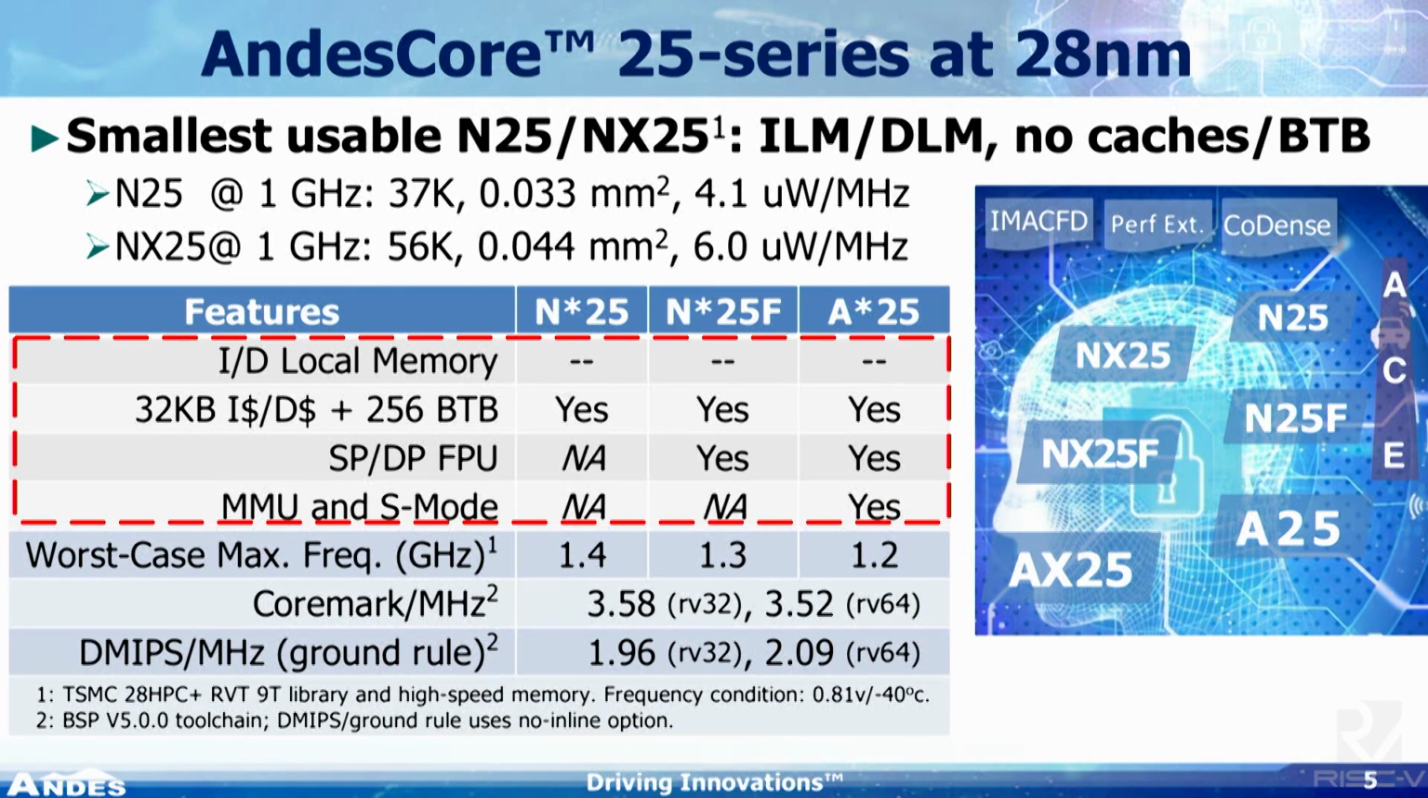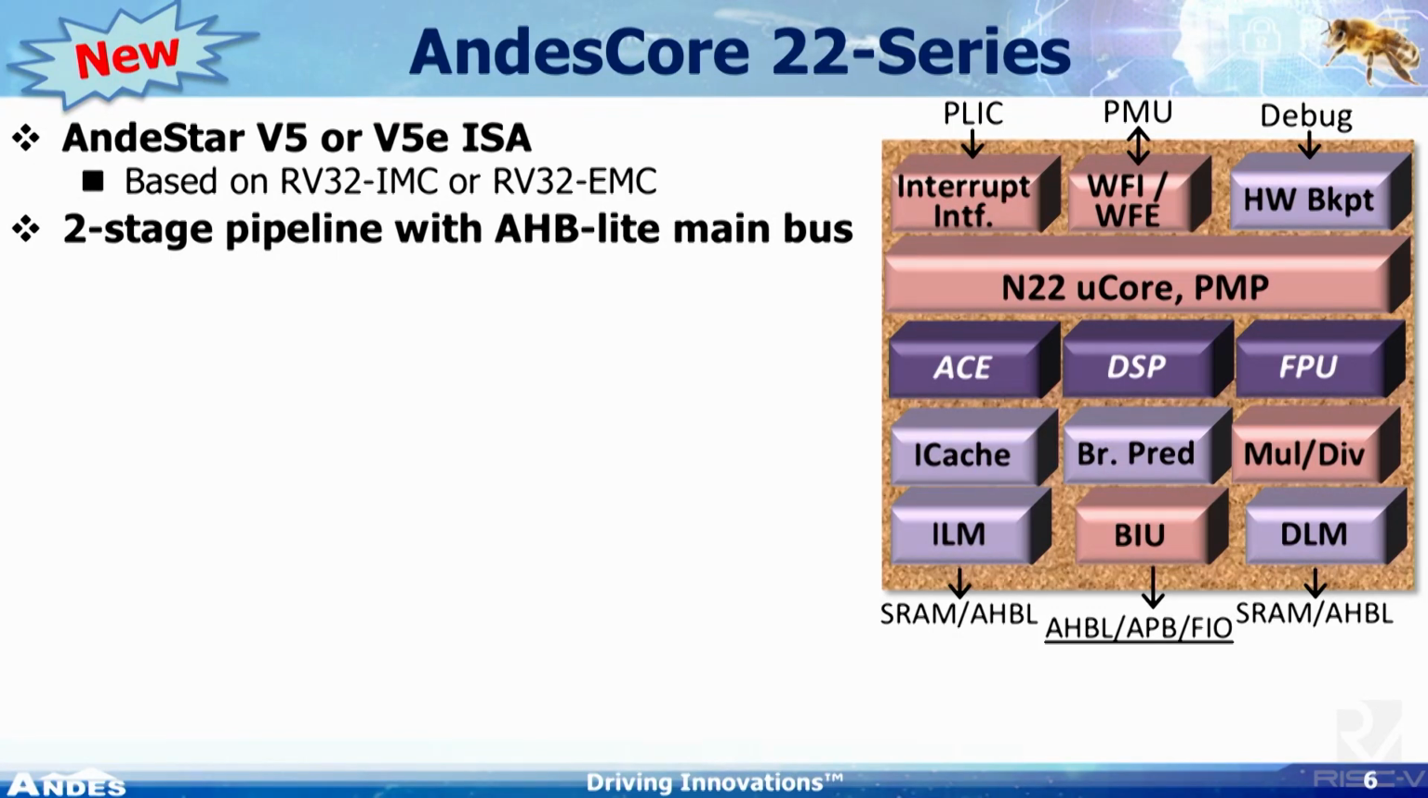And if you consider adding more features like caches, 32K, and full-size branch prediction, and double precision floating point, and MMU, plus SMP. So we have different cores, N core and NF core, and also A core. And it can reach from 1.2 to 1.4 gigahertz. This is the worst case condition. And we also have leading CoreMark and DMIPS at this level of core, which is, again, 5-stage single issue and this kind of size. So today we're going to announce our new core, a very compact one called the 22 series.